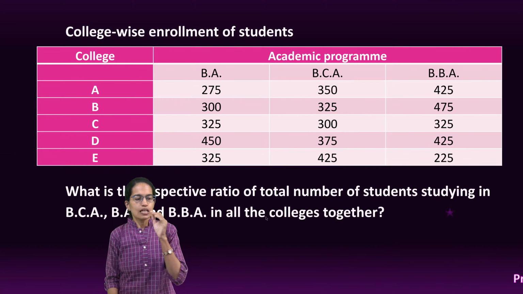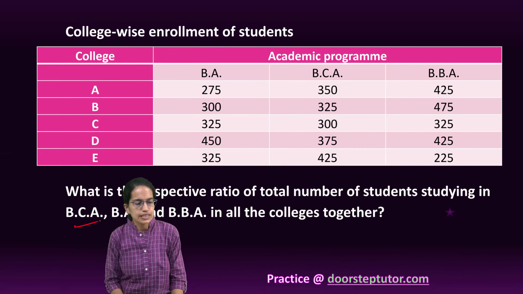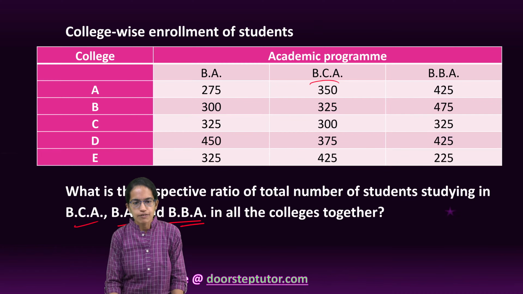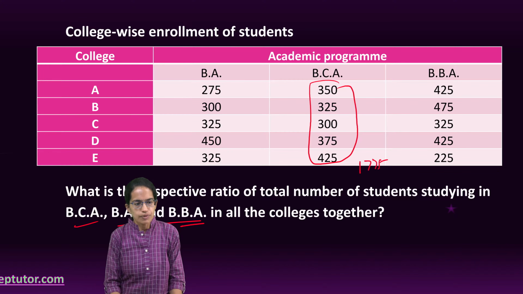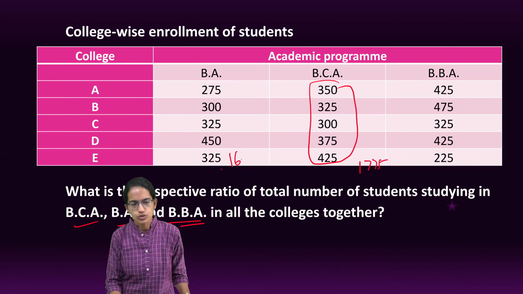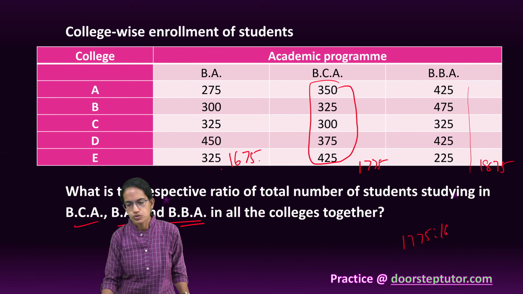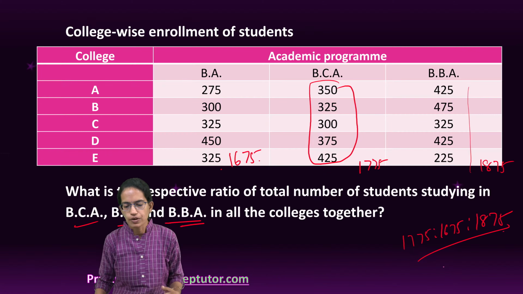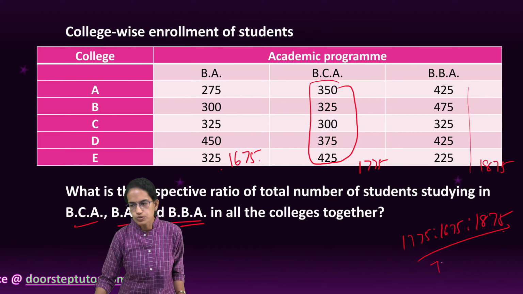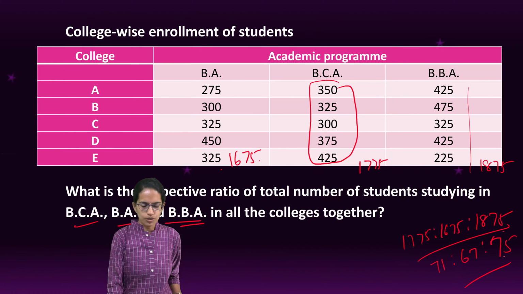The next question is, what is the respective ratio of the total number of students studying in the BCA, BA and BBA? So BCA we already found out it was how much? It was 1775. Similarly, find out for BA, those are relatively less, so 1675, and find out for BBA, those would be 1875. So the ratio would be 1775 is to 1675 is to 1875. You can reduce this ratio further, divided by 5 and then further and find out. So the reduced ratio would be 71 to 67 to 75, and that would be your final answer for this question.